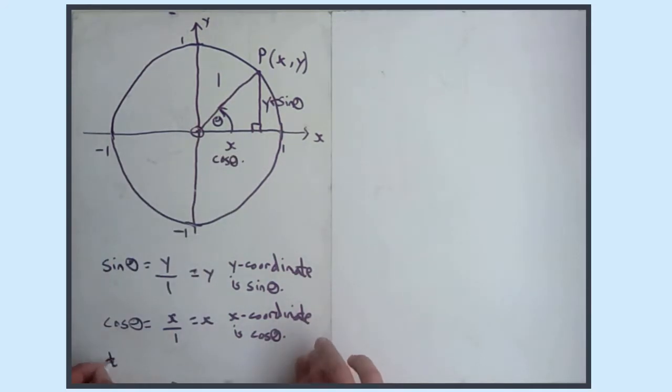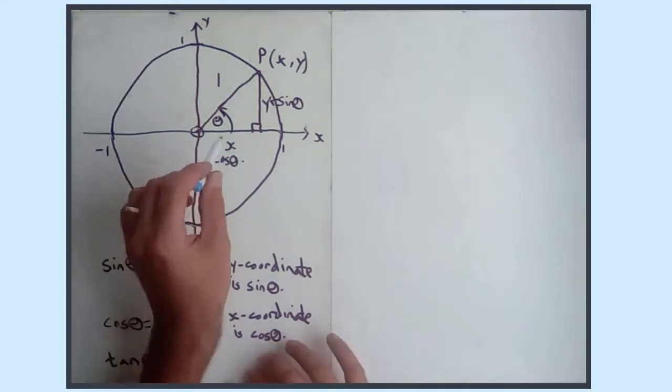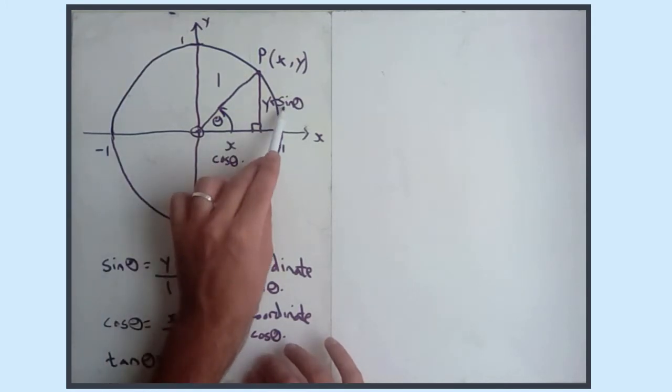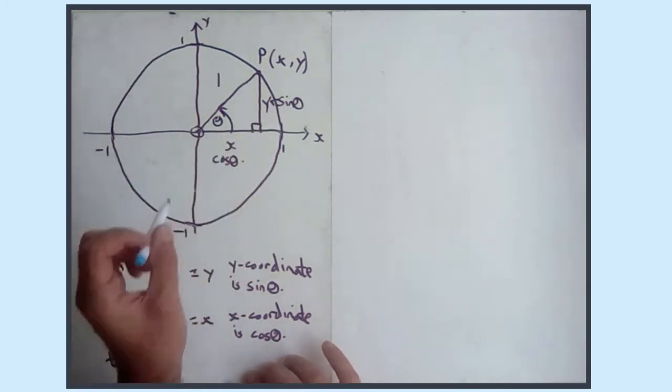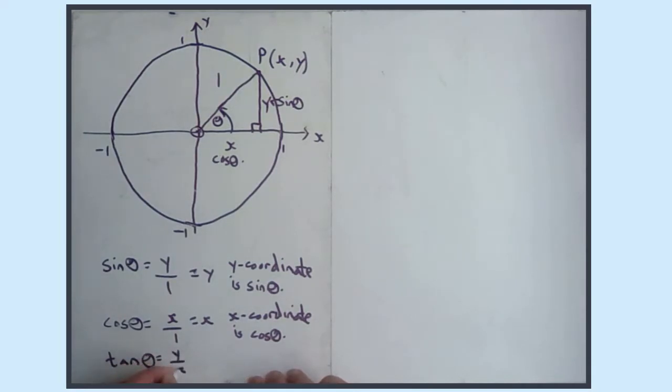Now if we think about tan theta, well, tan is TOA. Tan theta equals opposite over adjacent, so that would be opposite sine theta over adjacent cos theta. So tan theta equals y over x, which we've said y is sine theta and x is cos theta. So that's one of your identities, probably the second one you come across: tan theta equals sine theta over cos theta.